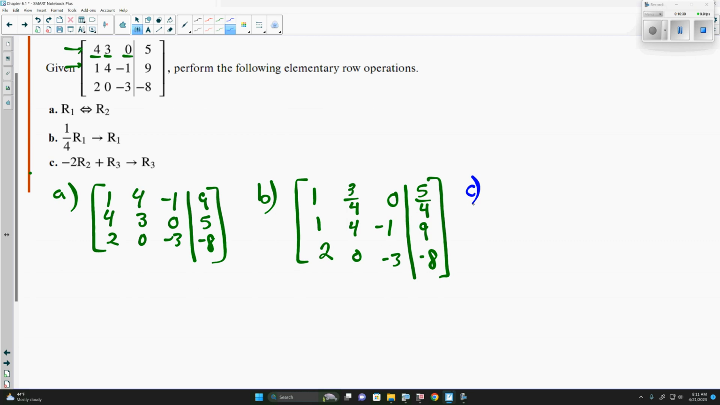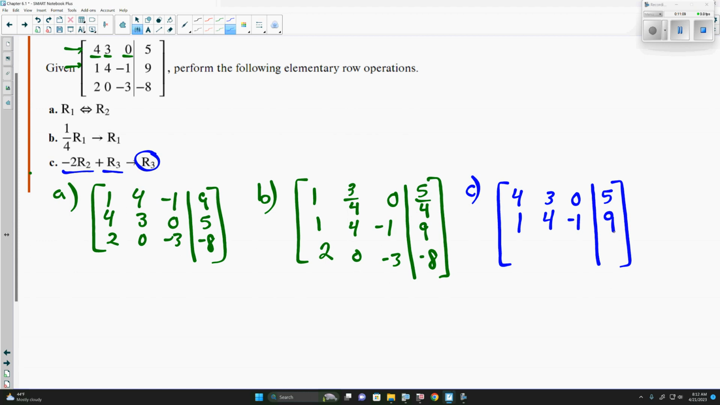Now the last one, we're going to multiply row 2 by -2 and then add it to row 3. And the row this is really affecting is the third row. So what that tells us is in this matrix, we're not doing anything to row 1, so it's still the same. Row 2 is not being affected. The only one that is changing is row 3. Row 3 is the only one that's going to have a change.